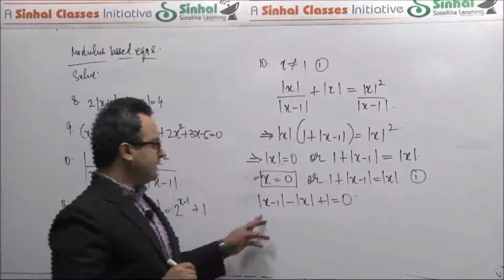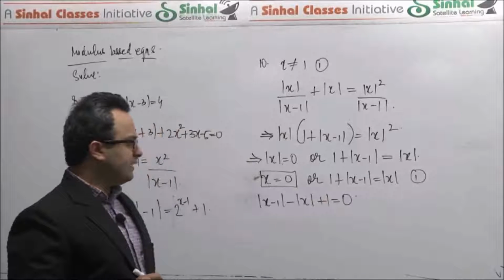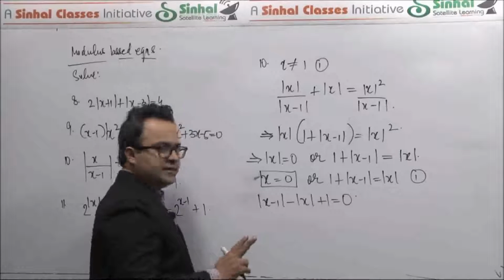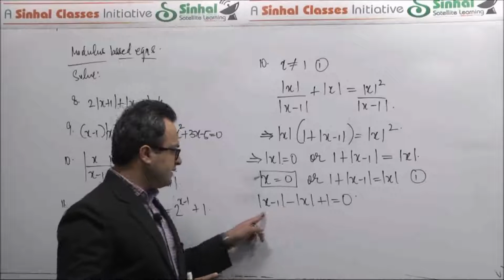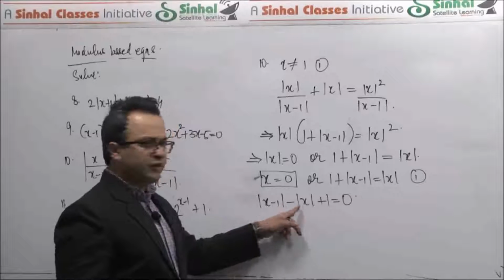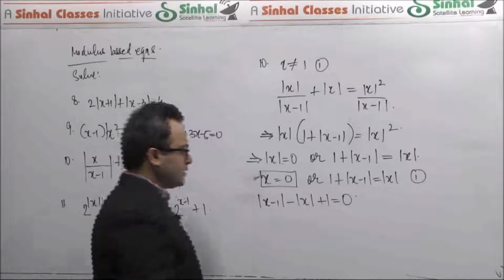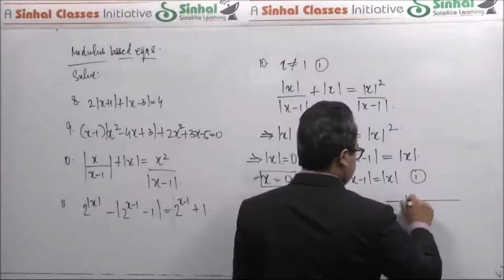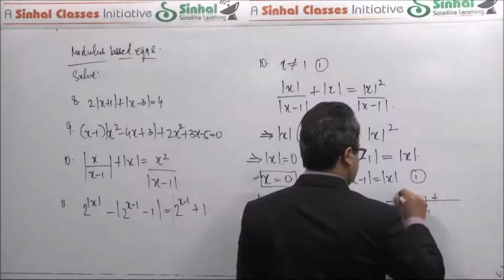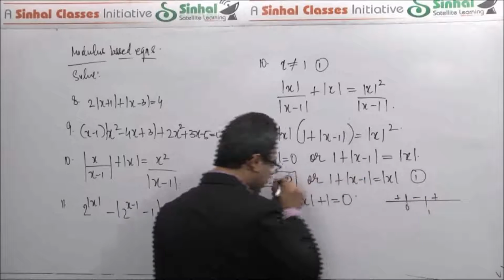So again, now if I look at this equation, in this equation there are two modulus based terms. The first one changes its definition at 1. Mod of x itself, of course, will change its definition at 0. So again, there are three cases that I'll have.